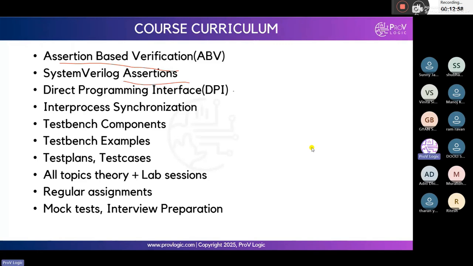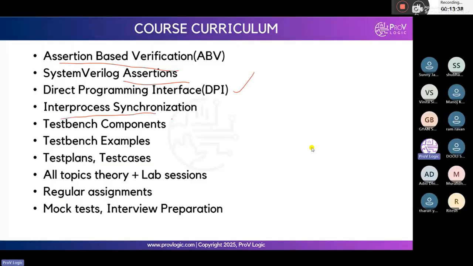And next thing is direct programming interface. It's not much required, but we will discuss it conceptually. Okay, that means not only in SystemVerilog, we can write the verification of hardware description language using C language also, C or C++. Okay, but when you write the test bench using C or C++, how are we going to interface that C language with the test bench? Okay, so we are going to interface by using direct programming interface. That's what DPI.